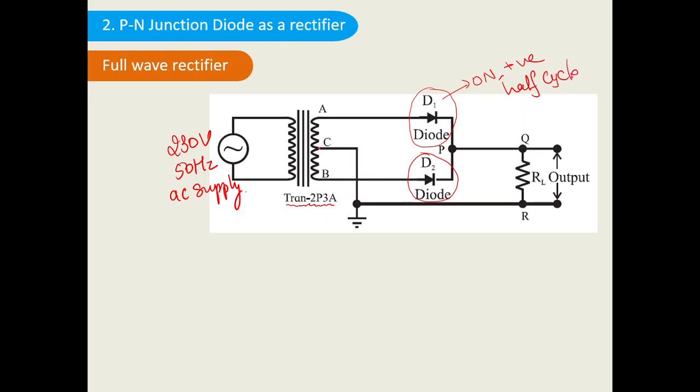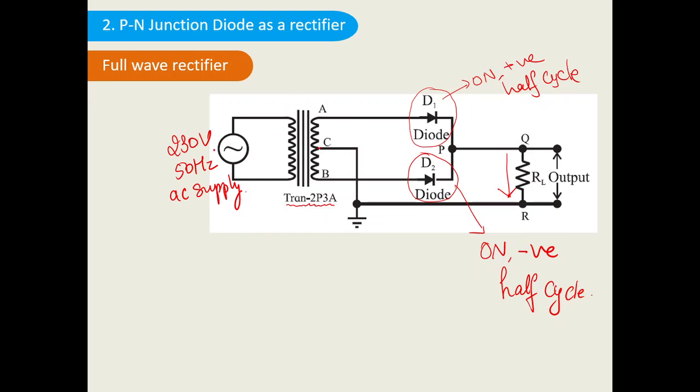In the positive half cycle D2 will be off, but D2 will be on in the negative half cycle. So alternately these diodes will operate, and in the positive as well as negative half cycle, the current will be flowing through the load resistance in the downward direction always. We'll be learning how the current will flow shortly.